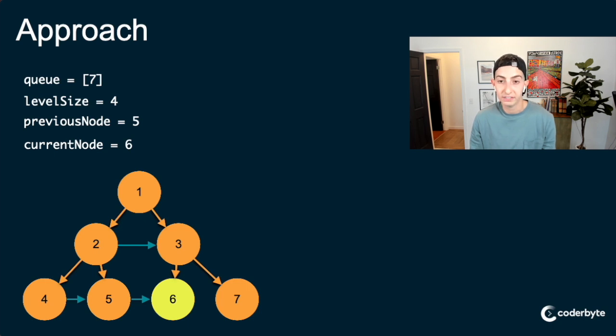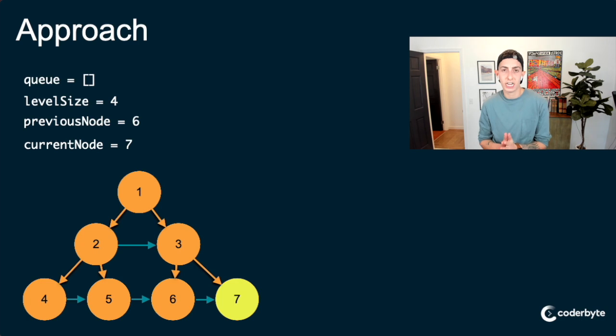First we set previous node equal to 6, which is our current node, and then we continue. Okay, so we shift our last node off the queue, 7. We have a previous node, so we set its dot next equal to 7, and we finish our entire iteration, right? There's nothing left in the queue.